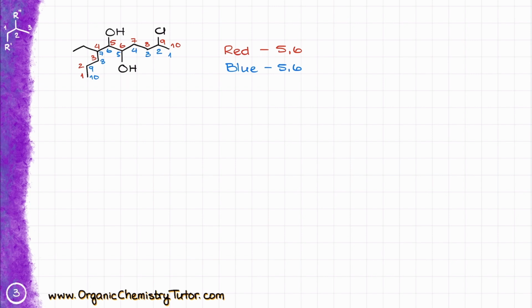Well, as always, we are going to look at our tiebreakers. First, the positions of other groups, and then the alphabetical order if we still don't have any differences. The red numbering system gives me substituents at carbons 4 and 9, while the blue numbering system gives me substituents at carbons 2 and 7. And since 2 and 7 are the smaller locants, we are going to choose the blue system and not the red one. So I'm going to erase the red numbers and only leave the blue ones so I don't clutter the picture too much. So this way our parent here is going to be decane-5,6-diol.